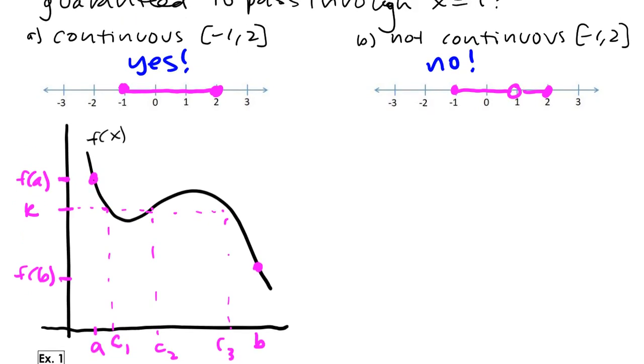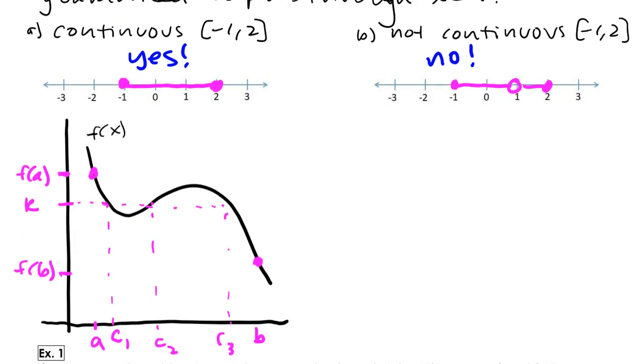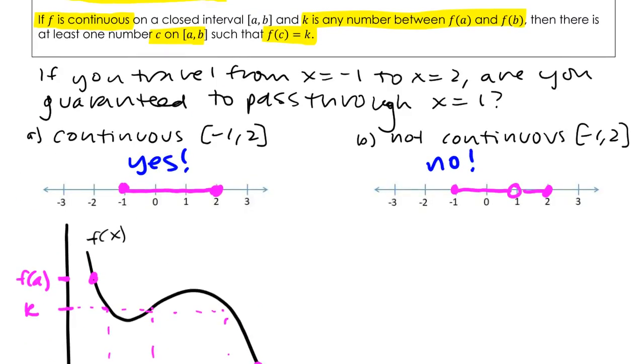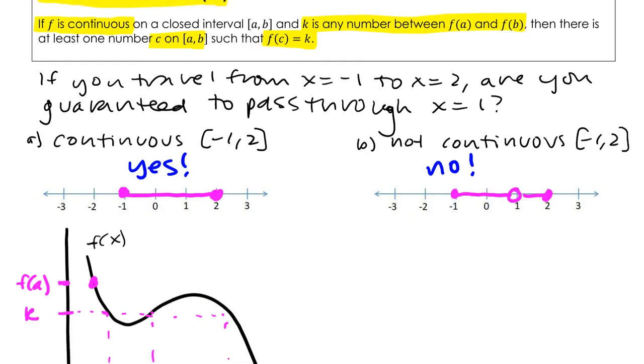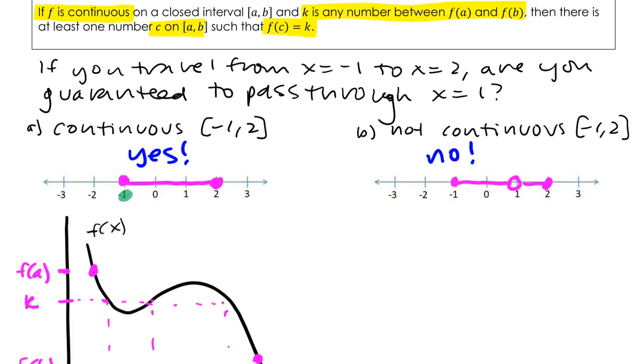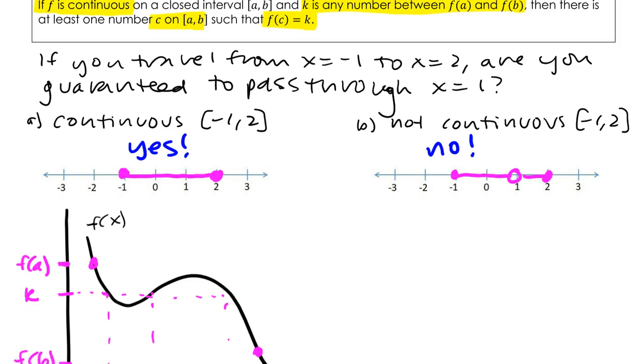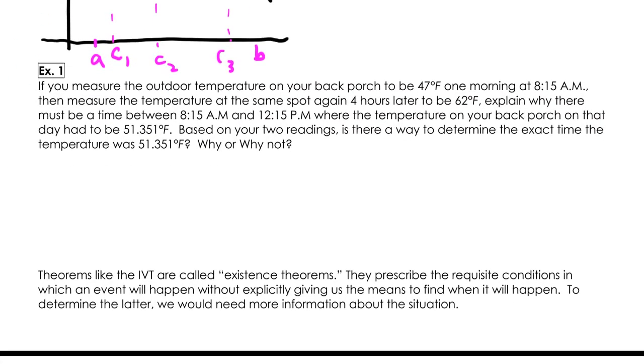Okay, so let me walk you through an example now of how to address this in a real problem. What I want you to get out of this is the conditions. We need f to be continuous. We need k between f of a and f of b. Then we can say there's a c that produces that. If I'm going from point a to point b, I'm going to hit everything in between as long as the function's continuous. Okay, let's look at the first example.